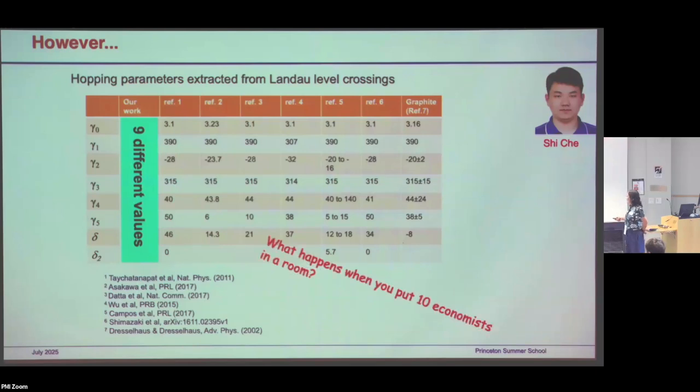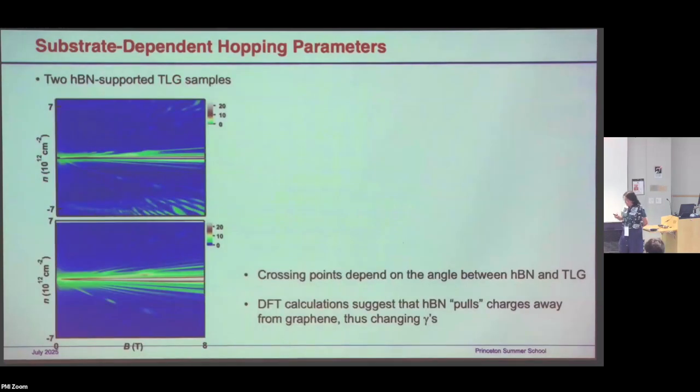This reminds me of the joke that if you put 10 economists in a room, you get 11 opinions. In this case, we put 7 or 8 physicists in the room, and we got 16 different opinions.